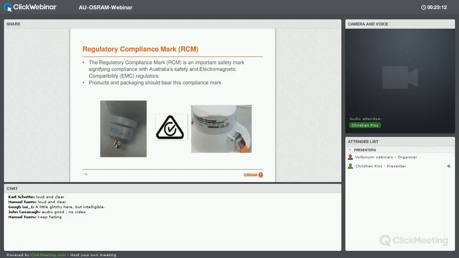Okay, so what else to look for? Obviously it's good to look for the regulatory compliance mark. This is basically an important safety mark signifying compliance with Australia's safety and electromagnetic compatibility regulators. That's all the state electrical regulators and ACMA, which is the Australian Communications and Media Authority. Products and packaging should bear this mark to show that they're complying with the Australian standard. So that's that triangle, that circle and a tick.